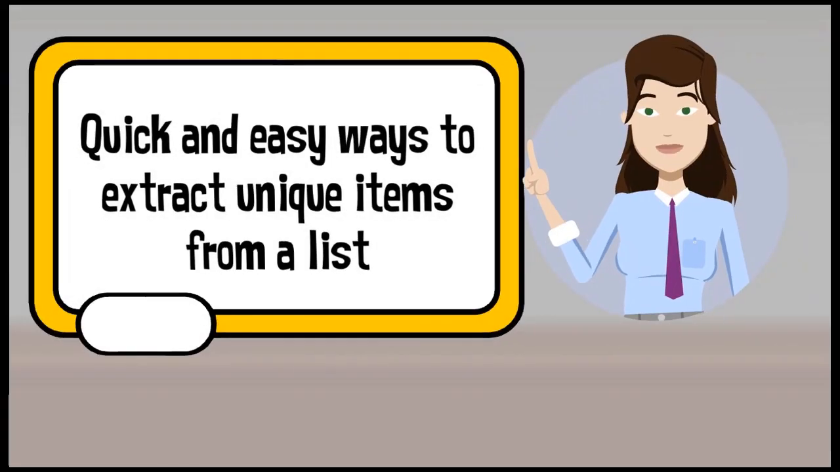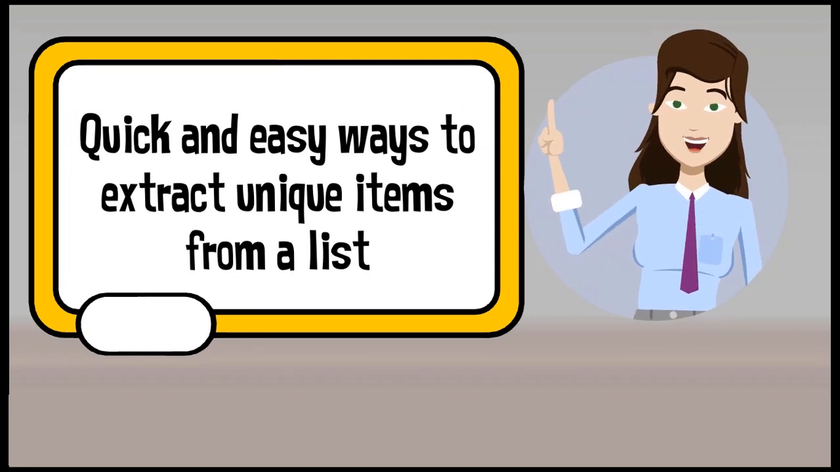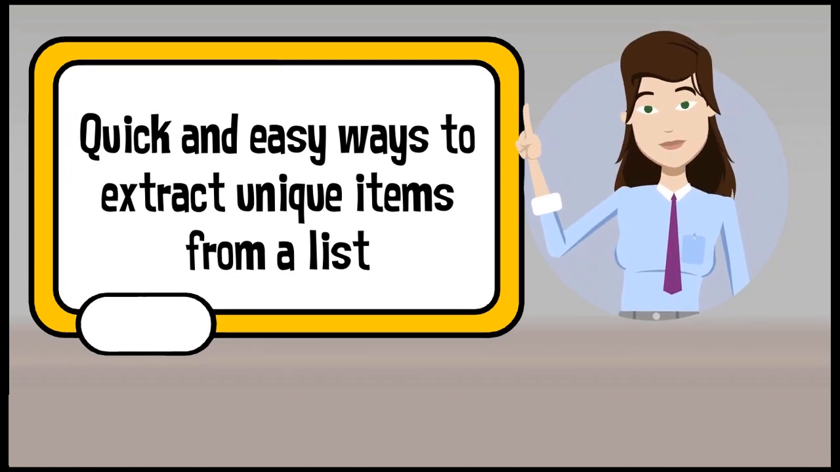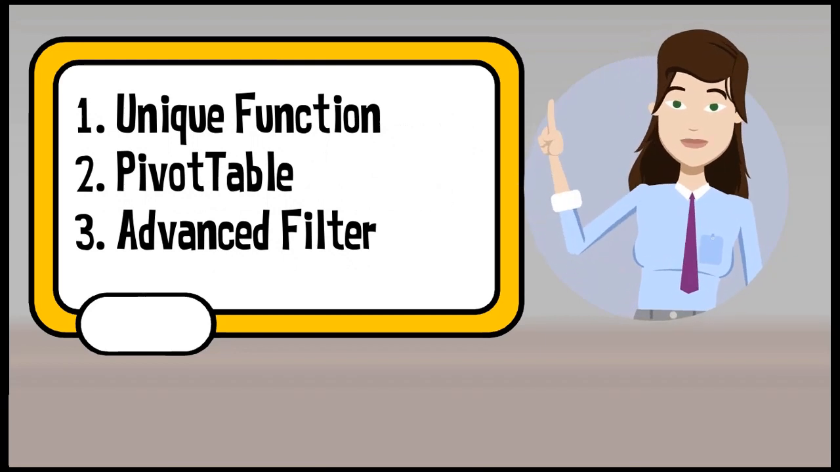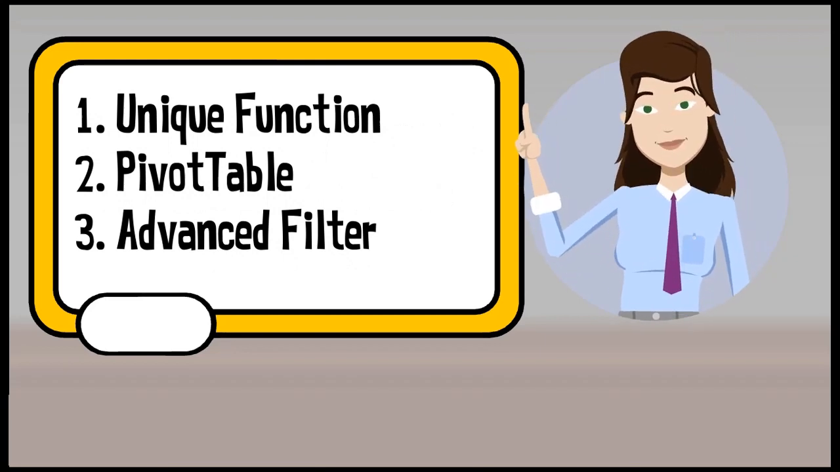When you need a quick and easy method to extract unique items from a list, you can use any of these three methods. I'll highlight their key features and I'll show you an example using all three methods.